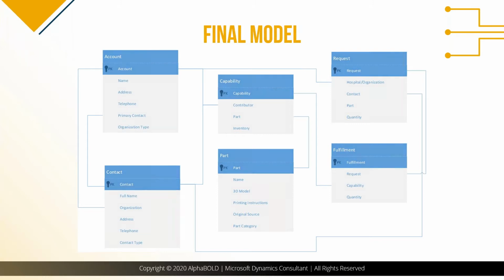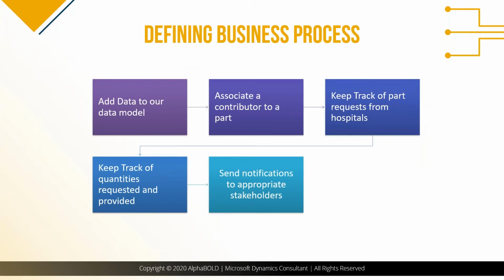The second part is defining our business process. So what do we need to do? We need to find a way to add data to our model. How do we get data into our model? We need to be able to associate a contributor to a part, as we discussed earlier. We need to keep track of part requests from hospitals. We need to keep track of quantities requested and provided. And then we need to send notifications to appropriate stakeholders. So these are all flows or business processes that we need to build or at least support within our app that we built.